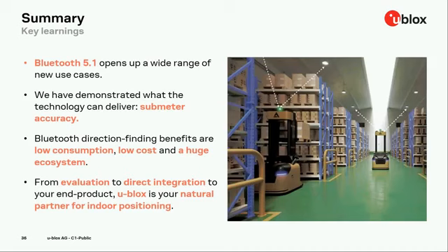So to summarize, Bluetooth 5.1 opens up a wide range of new use cases, and we developed a technology that we demonstrated can deliver sub-meter accuracy. Bluetooth direction finding has many benefits, among them low power consumption, a low cost of ownership, as well as a huge ecosystem of devices that can be tracked. So from evaluation to direct integration into your end product, u-blox is your natural partner for indoor positioning.